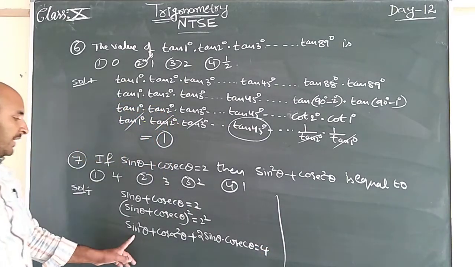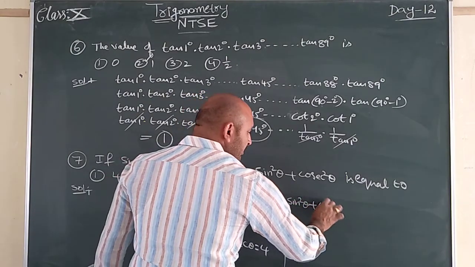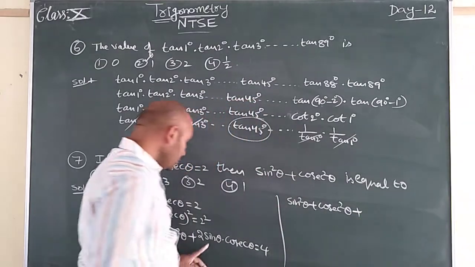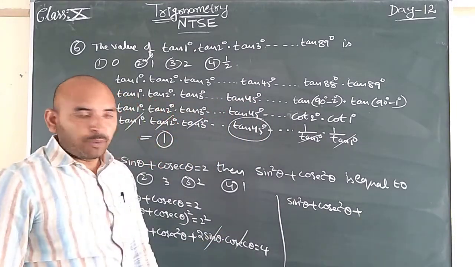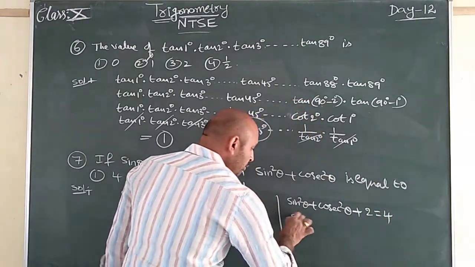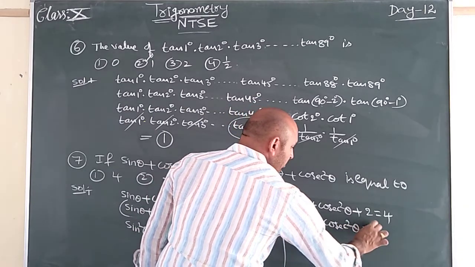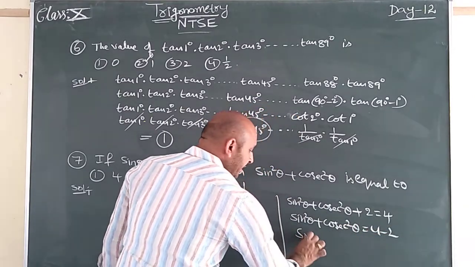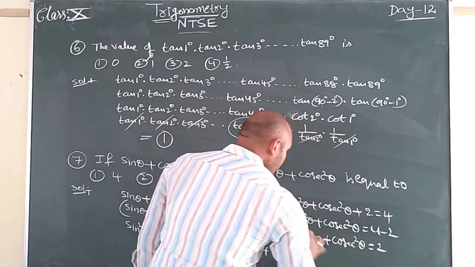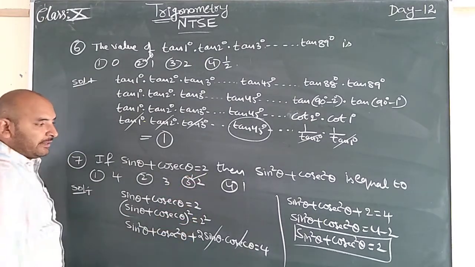Sin square theta plus cosecant square theta plus 2 sin theta cosecant theta is equal to 4. Sin theta and cosecant theta are reciprocals, so their product is 1, and 2 into 1 is 2. So I want only sin square theta plus cosecant square theta, which is equal to 4 minus 2. So clearly sin square theta plus cosecant square theta is equal to 2. So the result is 2, option number 3.